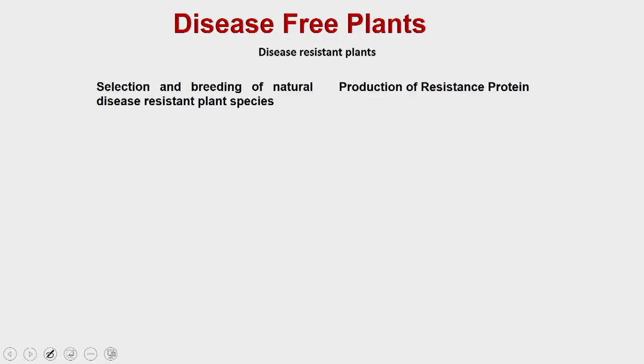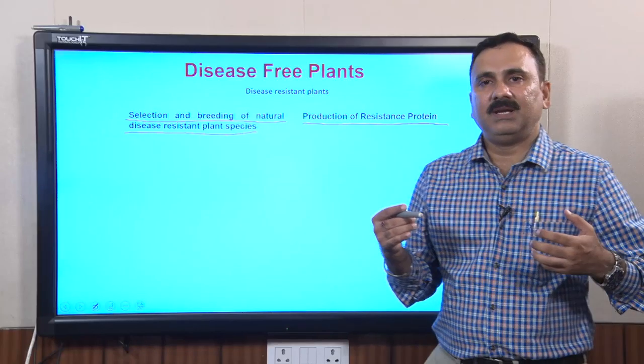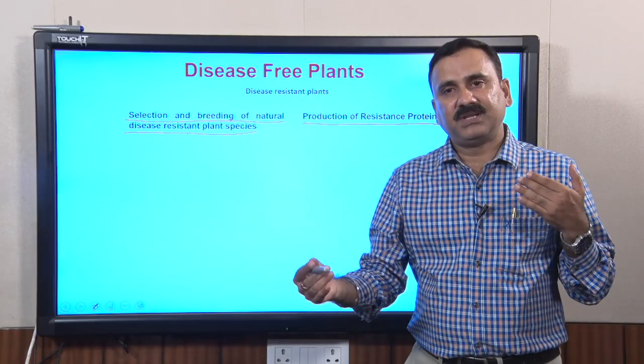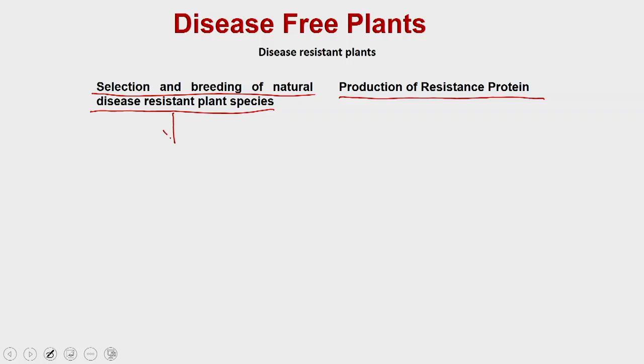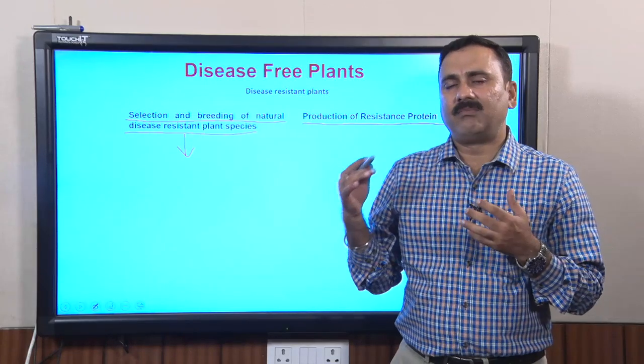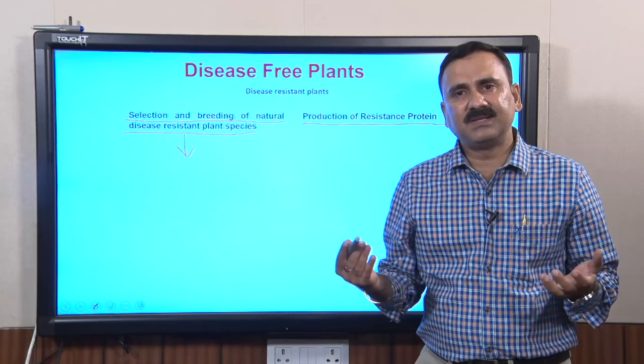So irrespective of whether you follow this approach, which means selection and breeding of natural plants, or whether you use the production of resistant plants, both approaches have advantages as well as disadvantages. Here you have a disadvantage that it is very, very time consuming, and many times you don't know the mechanism through which the particular plant species has acquired the resistance.